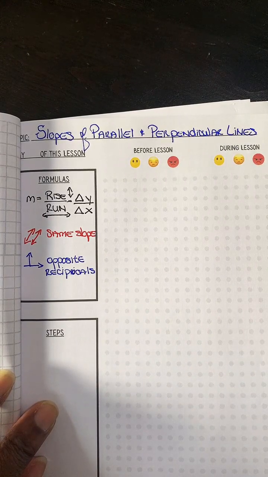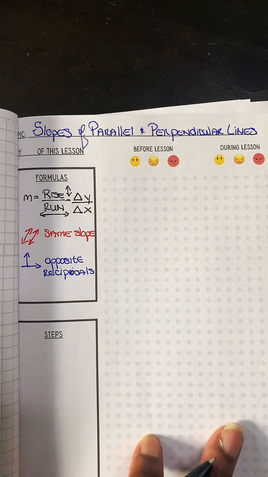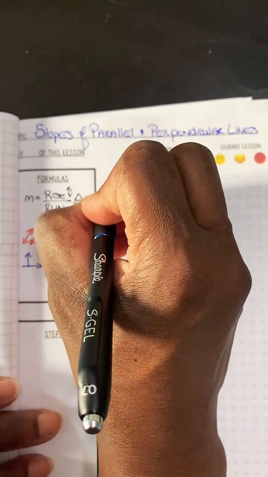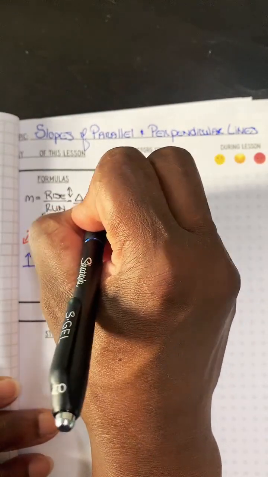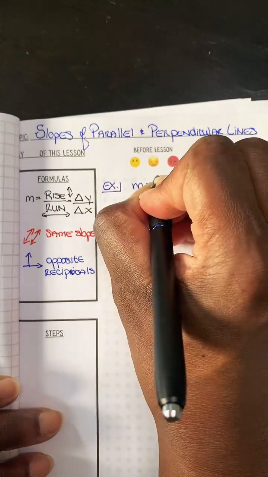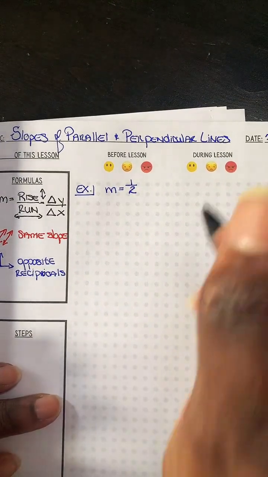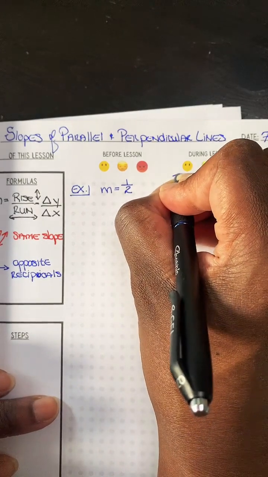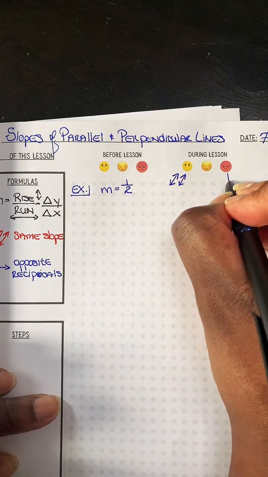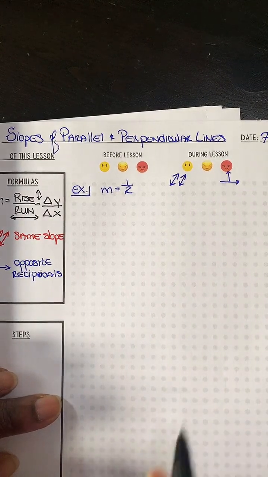All right, so this is what we're going to do. We got our numbers. Let me give you our first one. If we're given the slope, my m, as 1/2, and I want to know what is the slope that is parallel to that, as well as perpendicular.